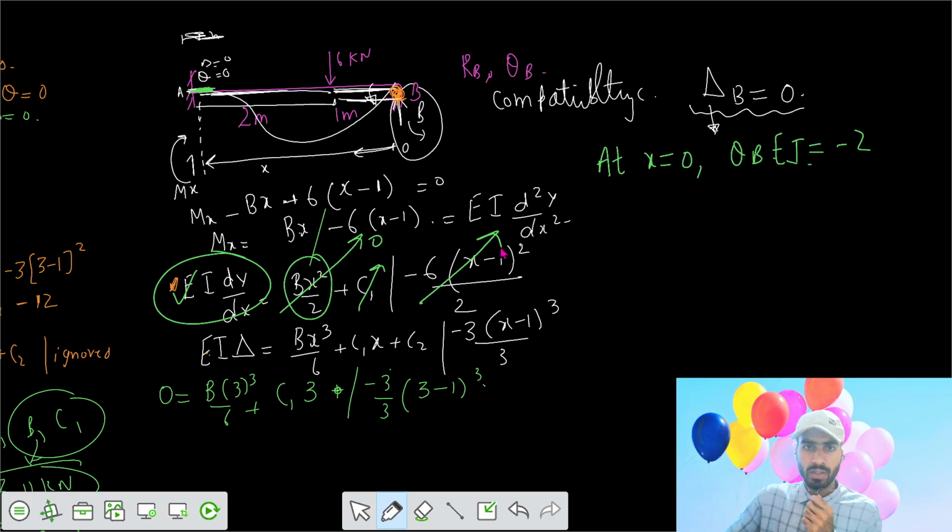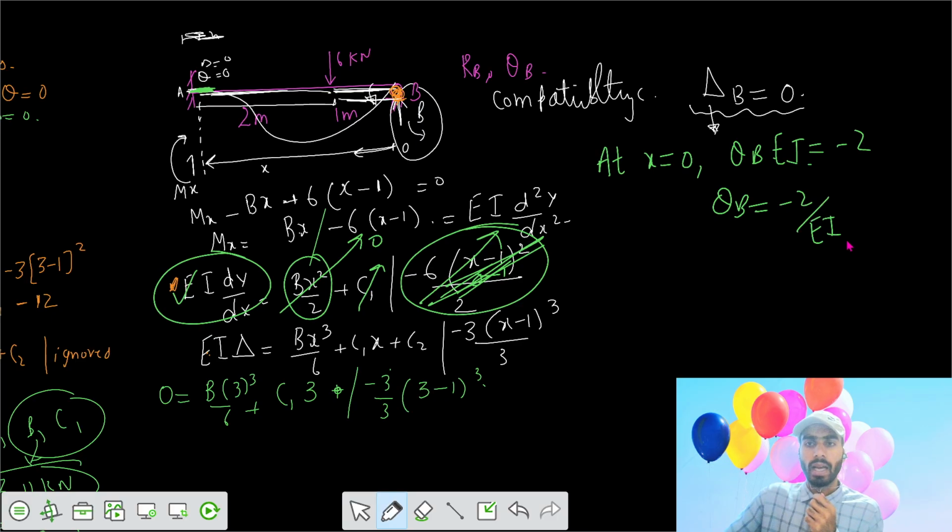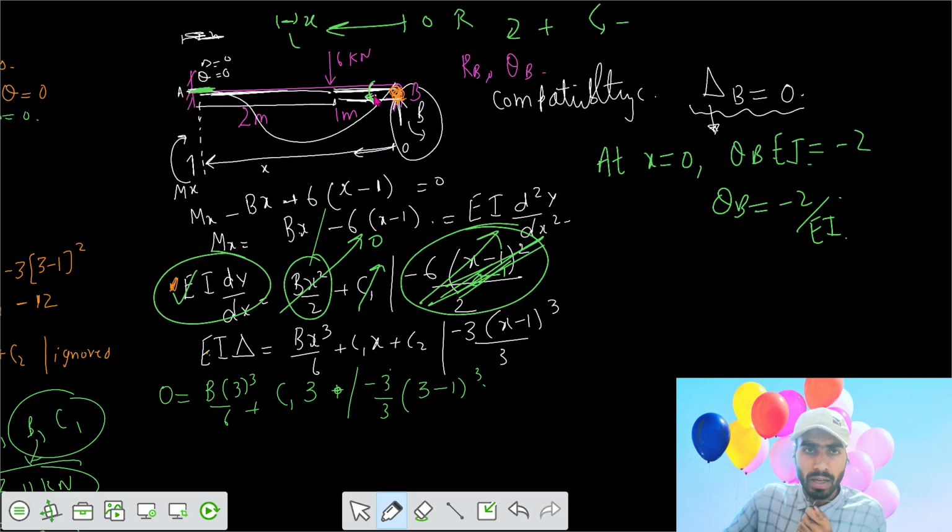Now we have to see whether this is valid. This is not valid because 0 minus 1 is negative, so we have to ignore this part. So finally we got theta b equals minus 2 by EI. Minus 2 means your reference was 0 to x axis, that means right to left. That's negative, and for that we have clockwise theta positive and anti-clockwise negative. The direction of theta here is anti-clockwise, that means negative. So this was the question.